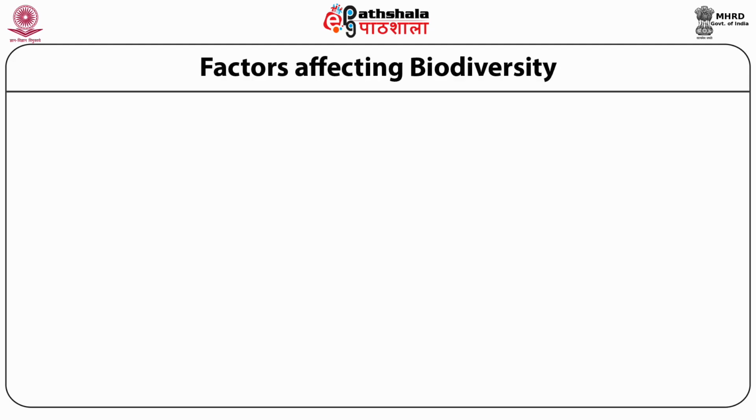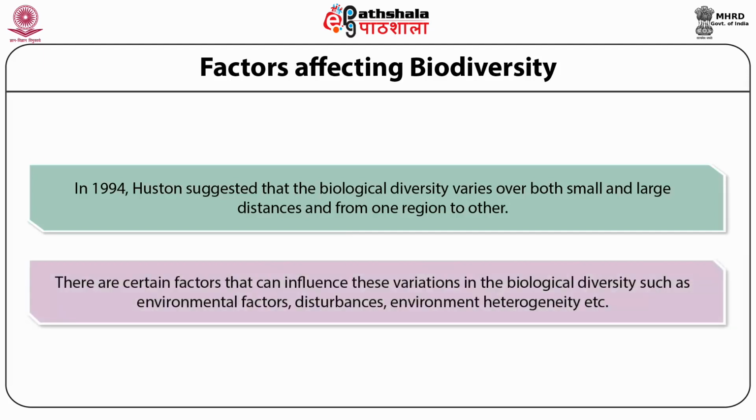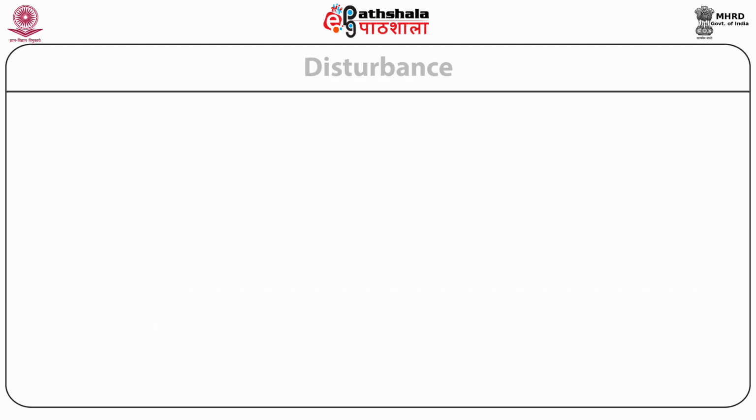Factors affecting biodiversity. In 1994, Hudson suggested that biological diversity varies over both small and large distances and from one region to another. There are certain factors that can influence these variations in biological diversity, such as environmental factors, disturbances, environment heterogeneity, etc. Number one, disturbances.